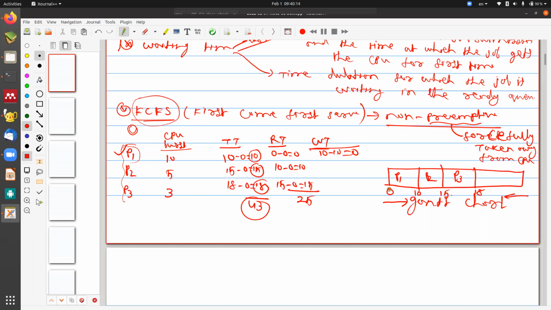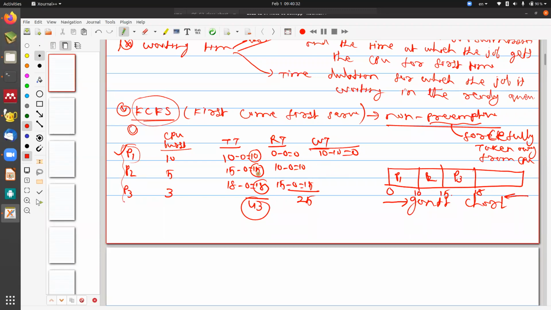Because P1 reached at 0 and worked for 10 hours and completed at 10. So 10 hours he has stayed, 10 hours he has worked. So 10 minus 10 becomes 0. Got it? Can any other student please tell me what is the waiting time for this?